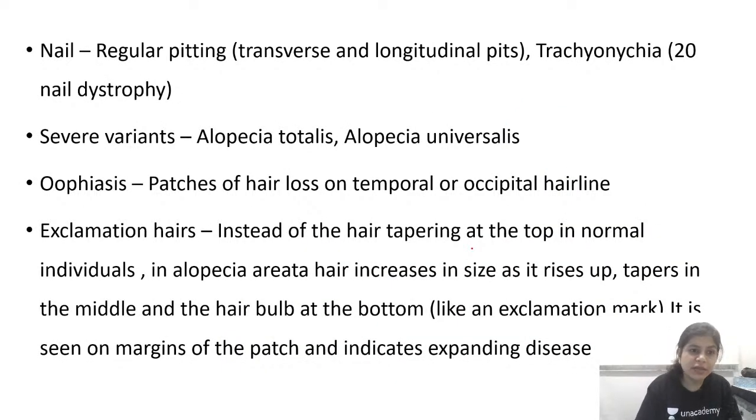Now, please remember that alopecia areata not only involves the hair, but also the nail. In the nail, typically you see the presence of regular pitting. Pitting is the most common manifestation of alopecia areata involving the nail. The pitting is regular, so you see regular pits which are transverse and longitudinal, and you have tracheonychia. What is tracheonychia? Trachy means rough and onychia means nails. So basically you have roughened nails involving all the finger and toenails. That is called 20 nail dystrophy.